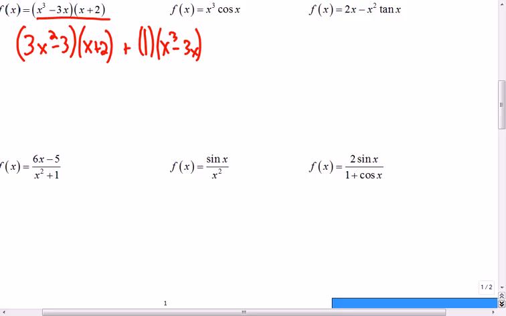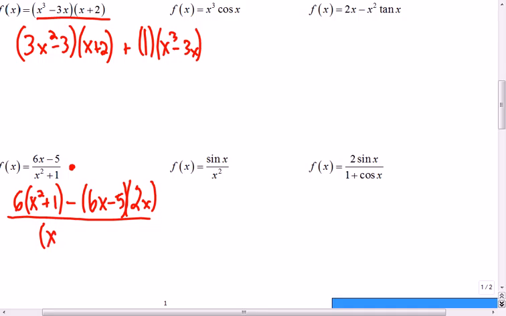We'll try quotient rules as well together. So let's do this one for quotient rule. So quotient rule will be derivative of the top, so 6, times the bottom, subtract the top times the derivative of the bottom. And it's all divided by the bottom squared.